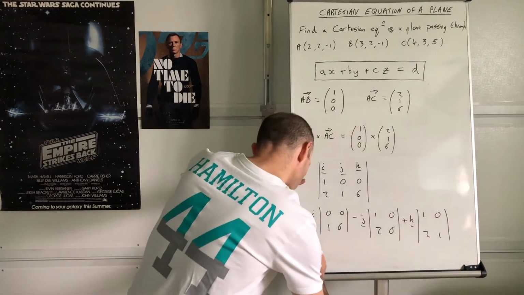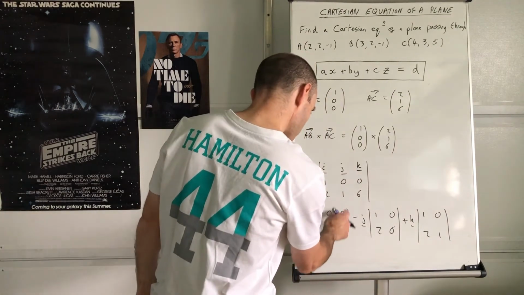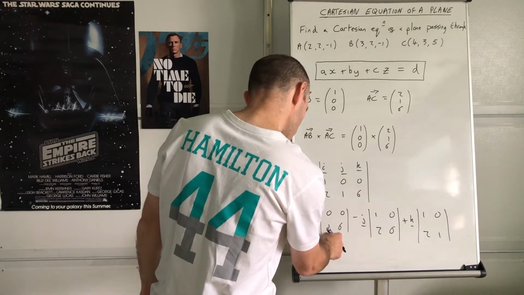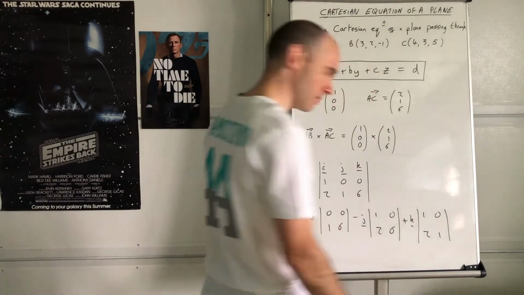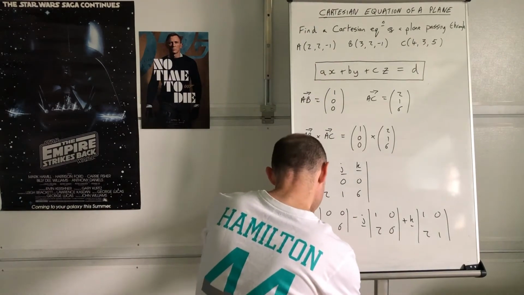Then I'm writing my answer at the bottom here. Remember how to do these? That times that, subtract that times that. So 0 subtract 0. Oh, it's kind of simple, isn't it? So I'll just put it as 0i.